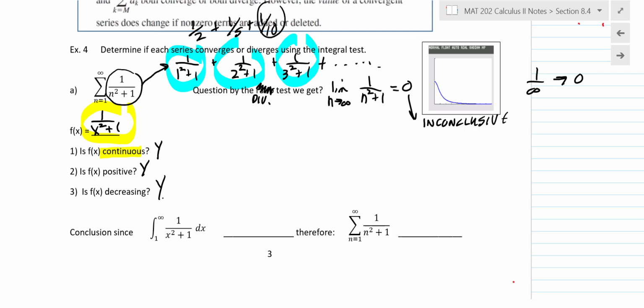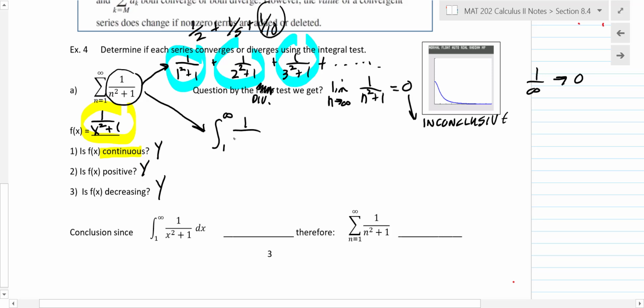Okay. So then what the integral test tells you to do is an improper integral. So we're going to write the integral from 1 to infinity of 1 over x squared plus 1. That's an improper integral that we should be able to do okay, all right?